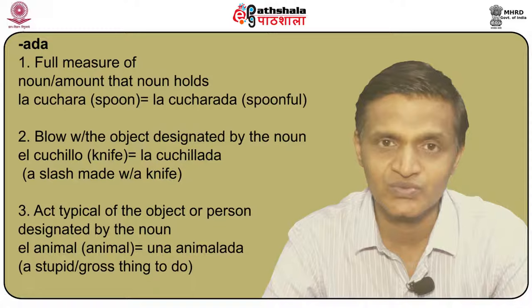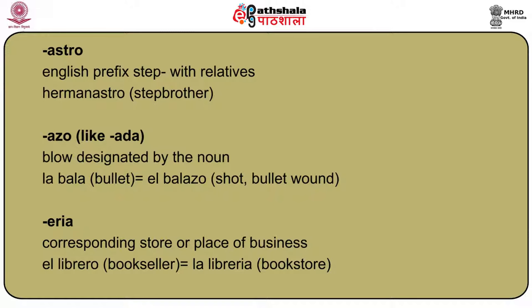Astro, the English prefix step with relatives. Hermanastro, a stepbrother. Azo, like ada, is a blow designated by the noun. La bala, bullet, becomes el balazo, a shot, a bullet wound. Ería, on the other hand, is the corresponding store or place of business. El librero, the bookseller, becomes la librería, the bookstore.